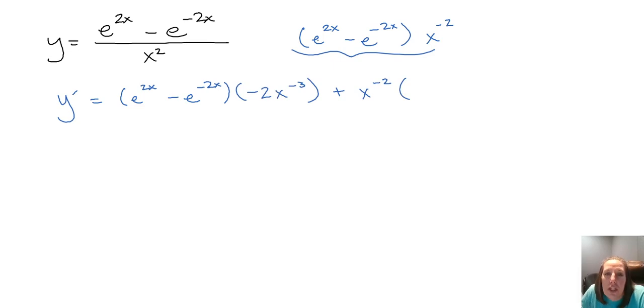plus the second times the derivative of the first. The derivative of e to the 2x is going to be 2e to the 2x, because remember we need to multiply by the derivative of that exponent, and then minus the derivative of e to the negative 2x is going to be a negative 2, so minus a negative is going to give us plus 2e to the negative 2x.